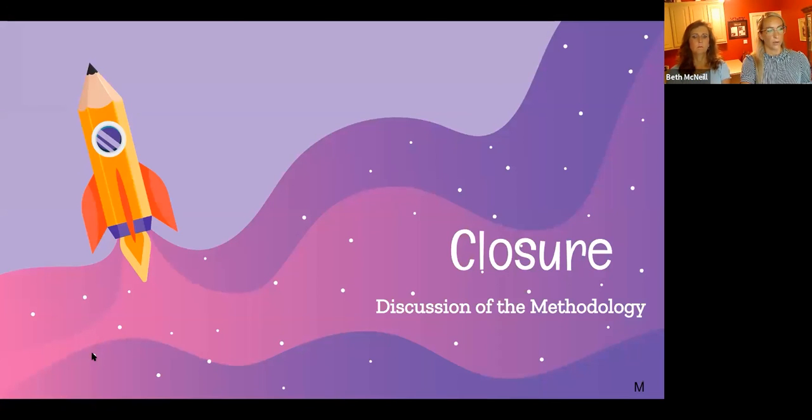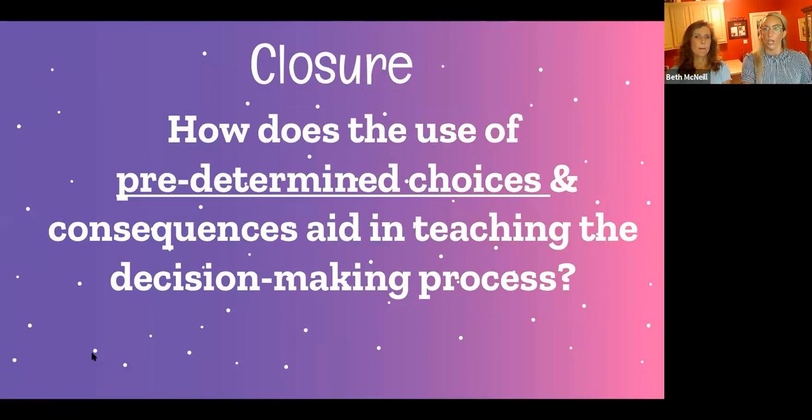So before we wrap up, I know we're a little over, so if you have to go, we will be sad, but we understand. What we want to hear from you all, and feel free to unmute yourself or use the chat feature, whatever you feel comfortable with, is for us to really think about how in this method does the coin flip or the predetermined choice aid in teaching young people the decision-making process. So how is this potentially different or unique than maybe what we've seen before?